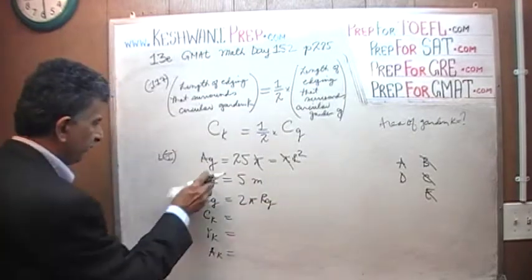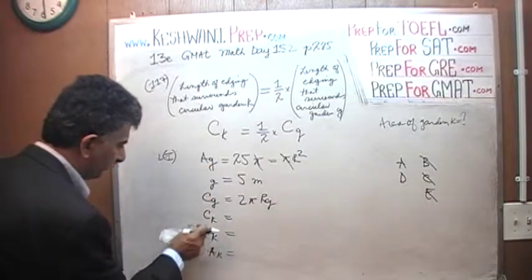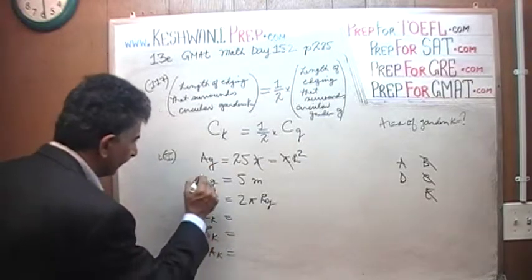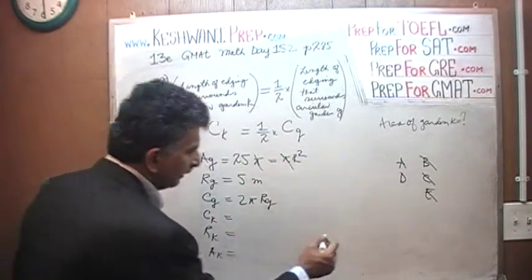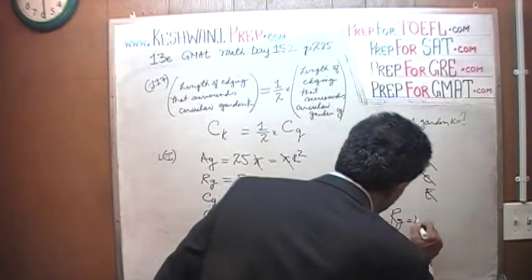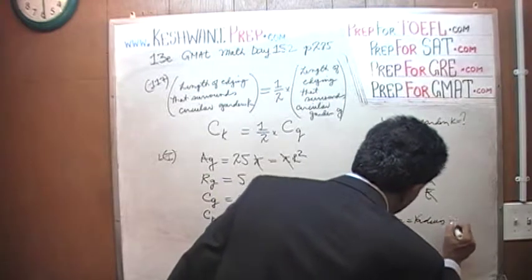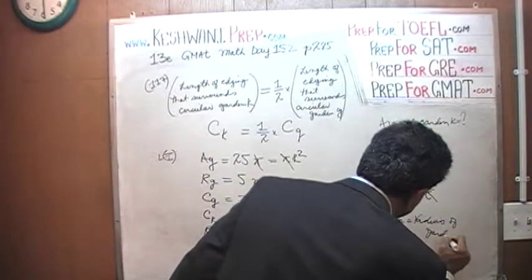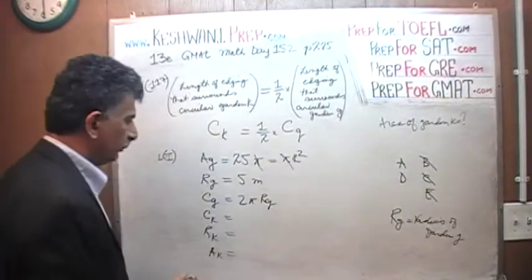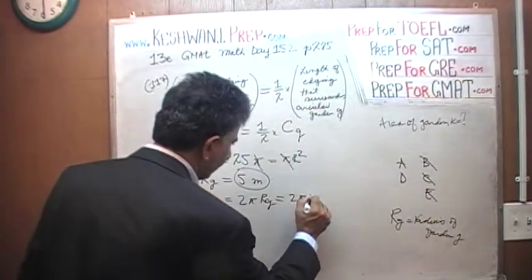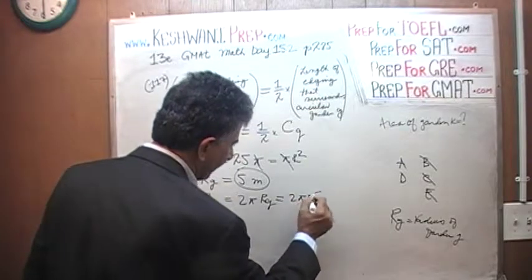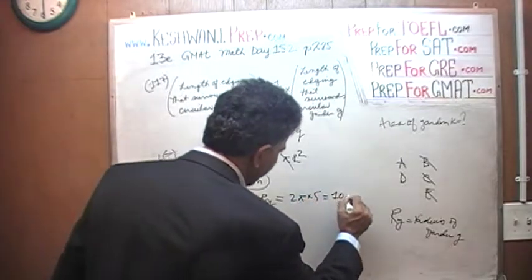Sometimes I use capital letters, sometimes I use small letters, don't get confused. This is the radius. 2 pi r, where r subscript G is the radius of garden G, which we know is 5 meters. So it's 2 times pi times 5, so it is 10 pi meters.